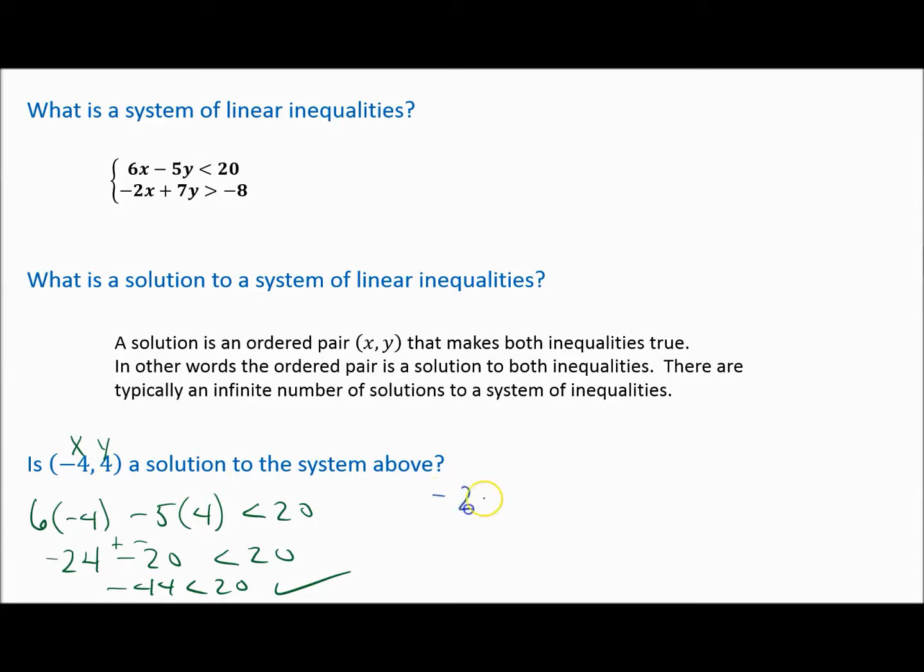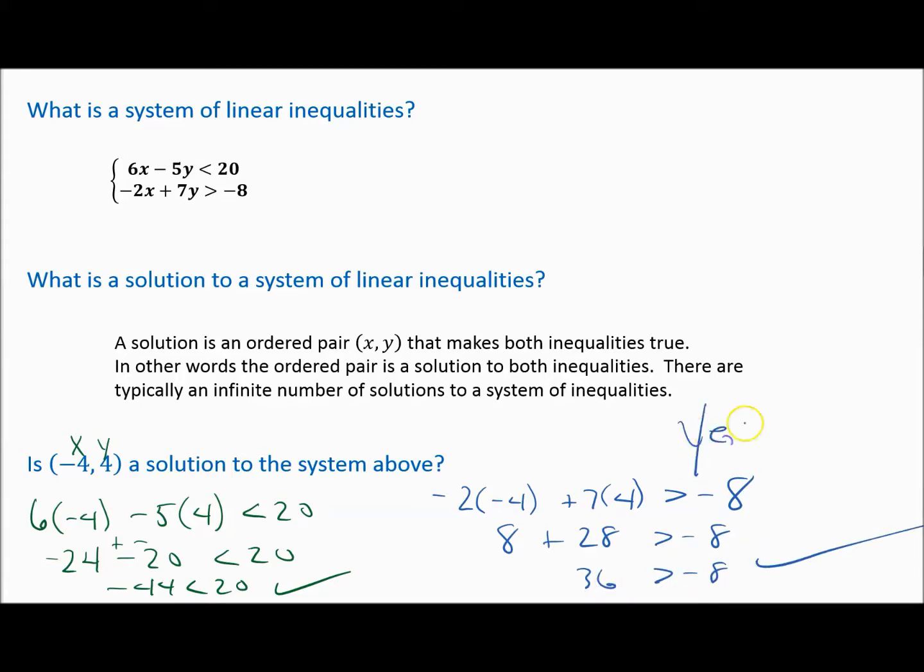So negative 2 times negative 4 plus 7 times 4, is that greater than negative 8? Negative 2 times negative 4 is 8, plus 28. Is that greater than negative 8? And 8 plus 28 we know is 36, which is greater than negative 8. Sure is. So finally, yes, the ordered pair negative 4, 4 is a solution to our system of linear inequalities.